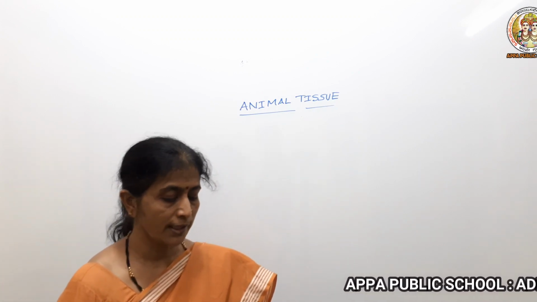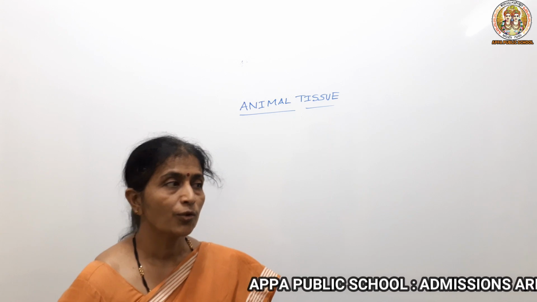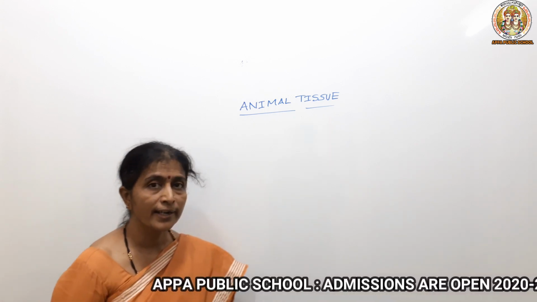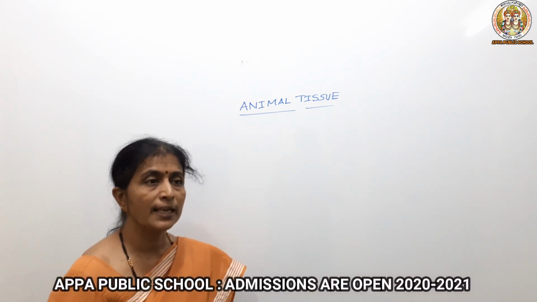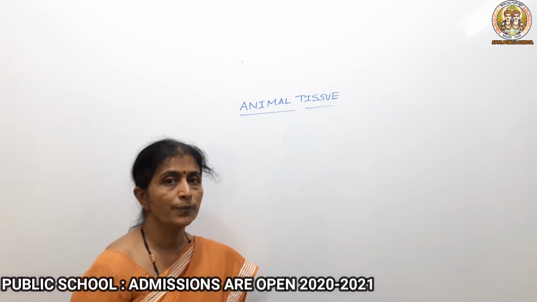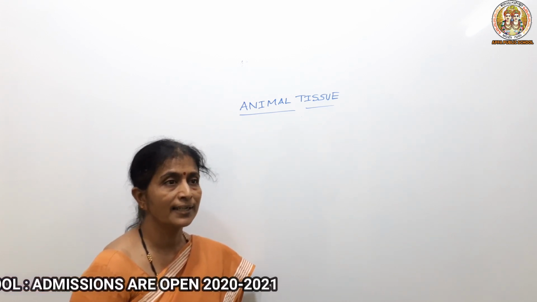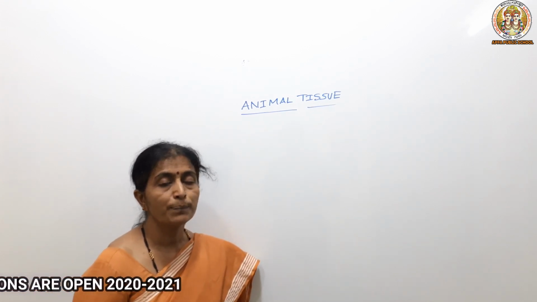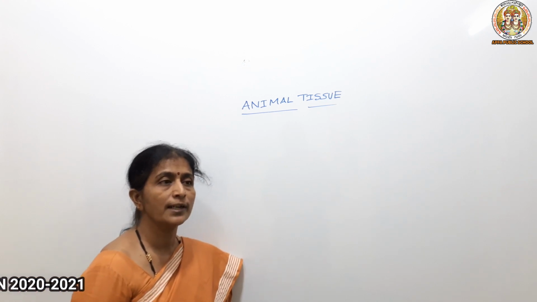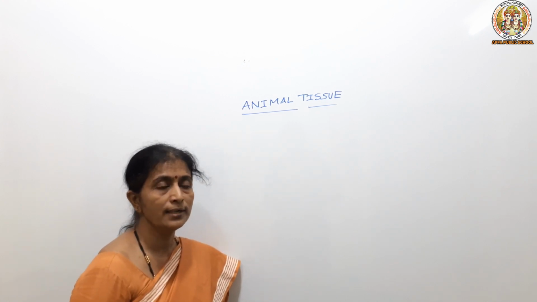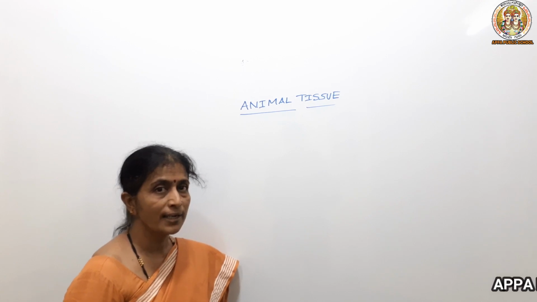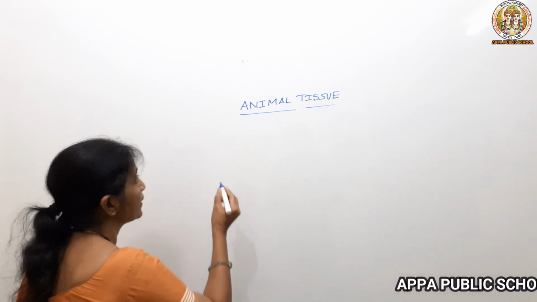In the previous class we have studied about animal tissue. Animal tissue is mainly divided into four types: epithelial tissue, connective tissue, muscular tissue, as well as the nervous tissue. In the previous class we have already studied epithelial tissue and connective tissue. So today let us know about muscular tissue.